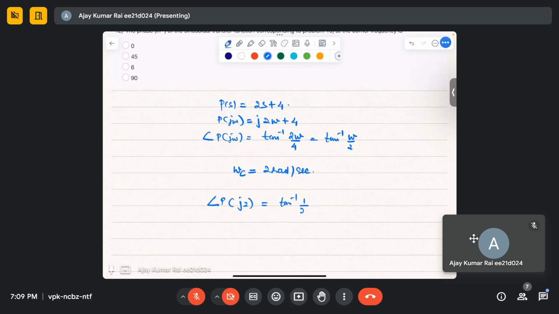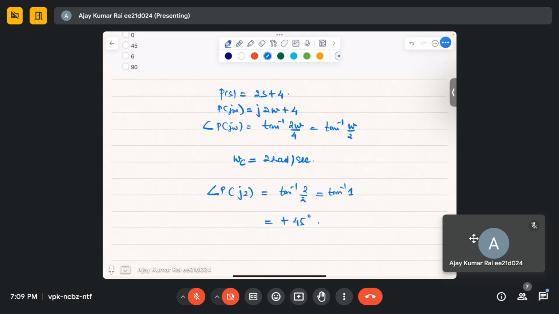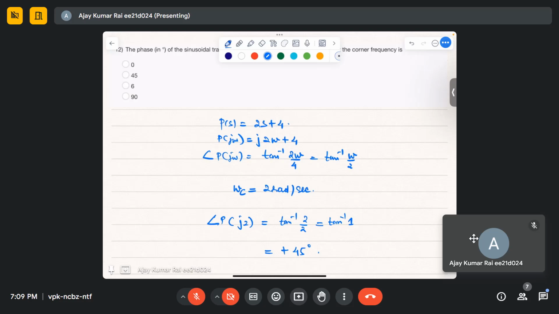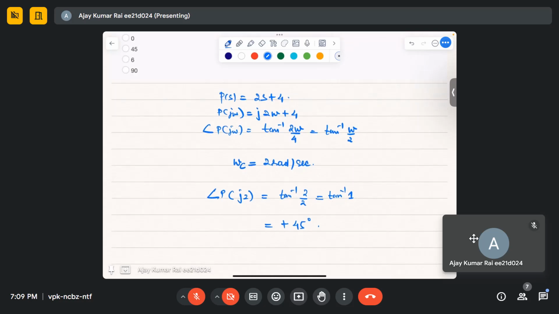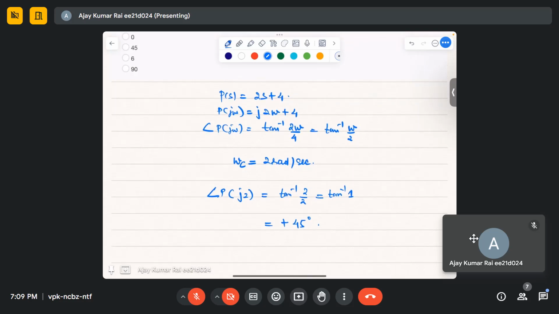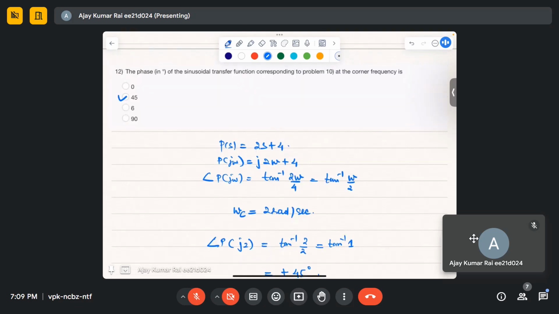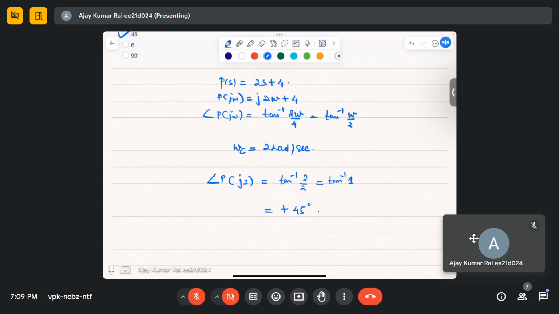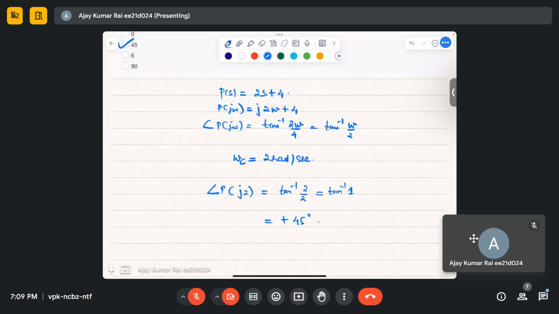So it is 1 by 2. Sorry, this is 2 by 2, right? Omega is 2. 2 by 2 is tan inverse of 1, which is just plus 45 degree. So the answer for this is the second option. Let's also plot the phase plot for this transfer function 2s plus 4.